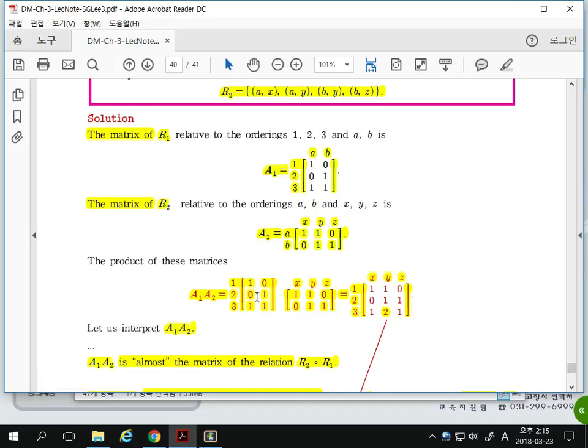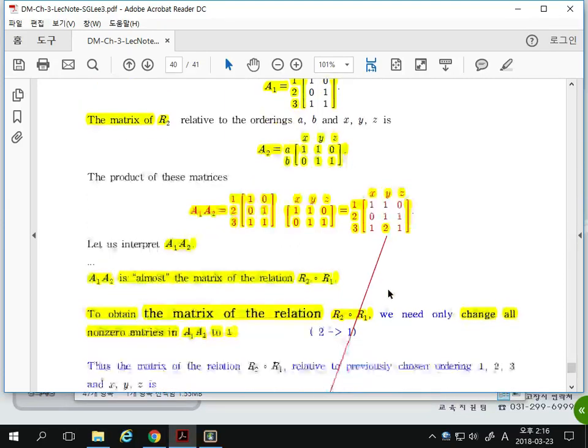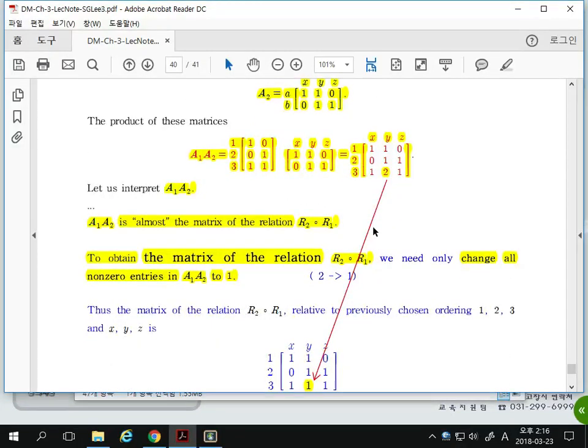Okay, this is a 3 by 2 matrix and this is a 2 by 3 matrix. If you multiply, then what do you have? You have a 3 by 3 matrix like this, which has 0, 1 and 2 in it. Now let's think about how we interpret this matrix, this product of two matrices.